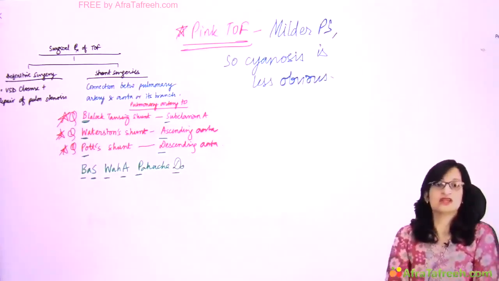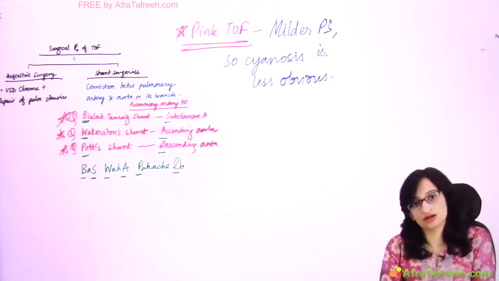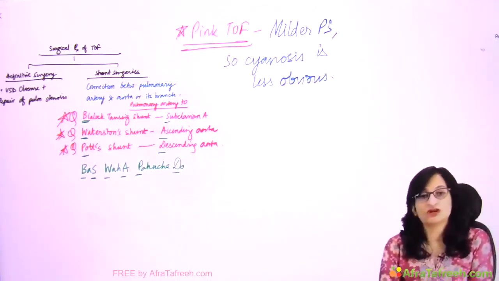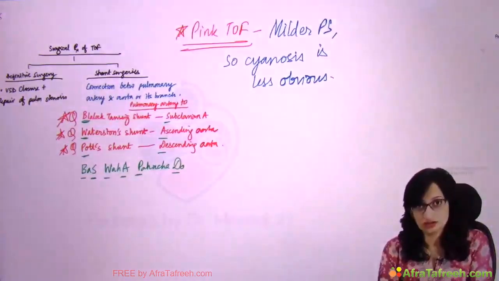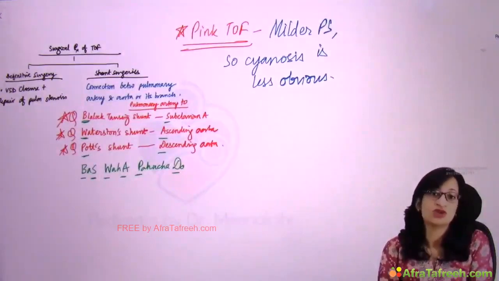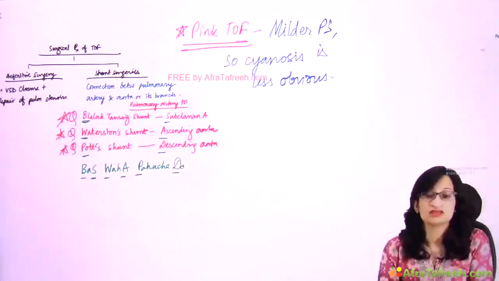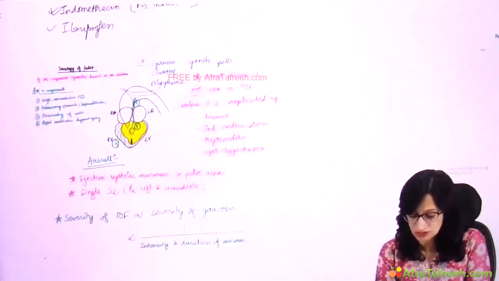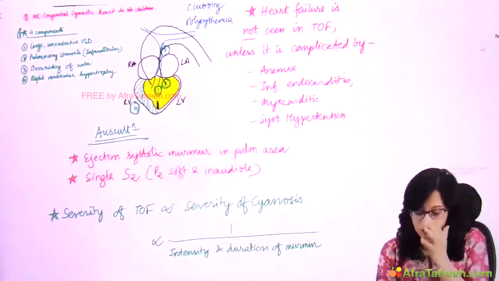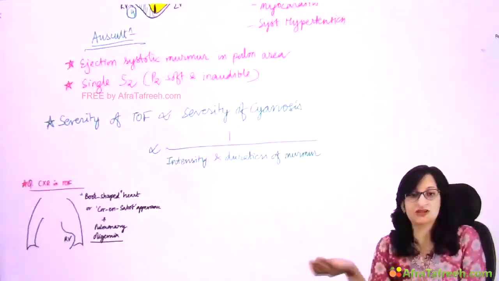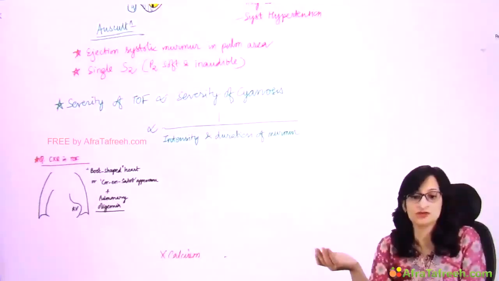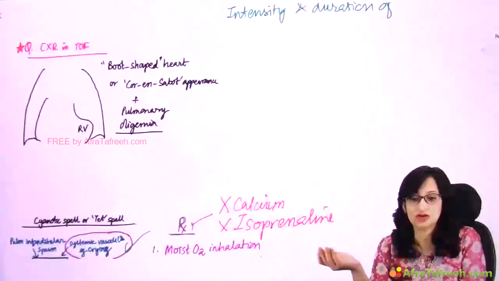So, these are the things that we need to know from tetralogy of Fallot. So, tetralogy of Fallot we saw is the most common congenital cyanotic heart disease in children, okay, and it usually presents beyond infancy with clinical features of cyanosis, clubbing, cyanotic spells, polycythemia. Then we saw the auscultation findings. We get an ejection systolic murmur in the pulmonary area and single S2. Heart failure, not a feature of TOF. Severity is directly proportional to cyanosis, inversely proportional to murmur. Chest X-ray, boot-shaped heart and pulmonary oligemia.